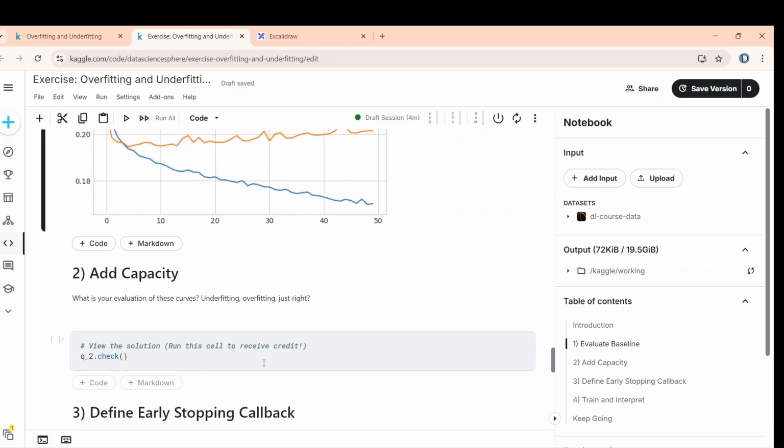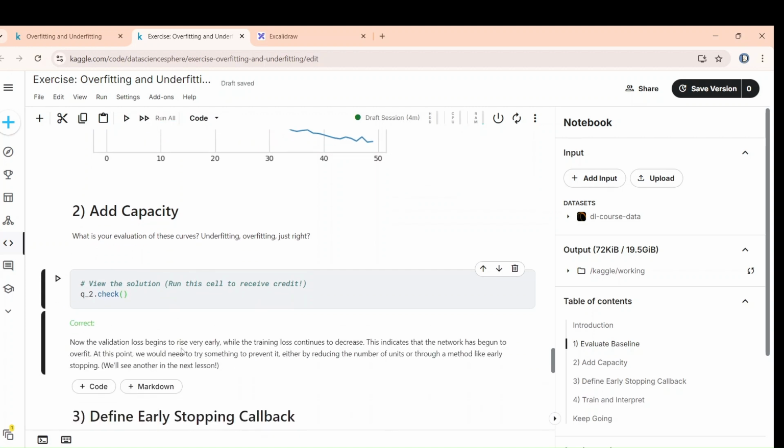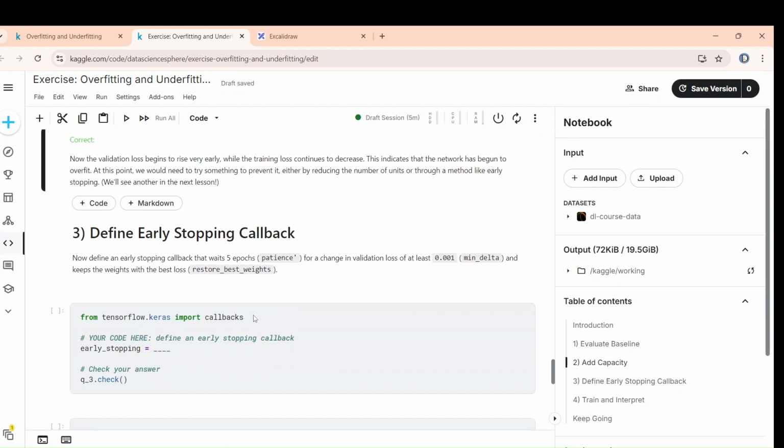Okay. So what is your evaluation of these curves? Underfitting, overfitting, or just right? Now the validation loss begins to rise very early while the training loss continues to decrease. This indicates that the network has begun to overfit. At this point, we would need to try something to prevent it, either by reducing the number of units or through a method like early stopping. Okay. So what will we do? We will use early stopping.